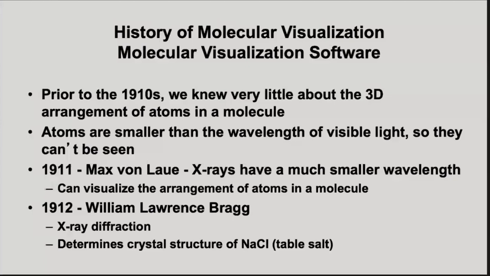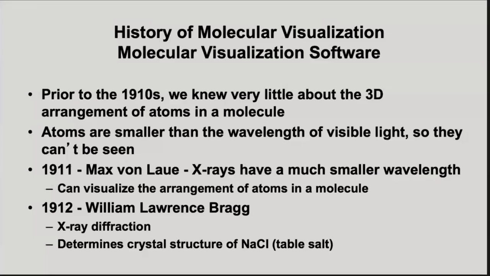So back in the 1800s, we really knew almost nothing about the three-dimensional structure of molecules. We knew which atom was bonded to which other atom, so we could draw a simple stick figure of a molecule, but we had very little idea about the three-dimensional geometry of that molecule, how those atoms were arranged in three-dimensional space. This continued right up until the 1910s. And as I've mentioned numerous times, atoms are much smaller than the wavelength of visible light. So you can't use visible light to actually see what a molecule looks like.